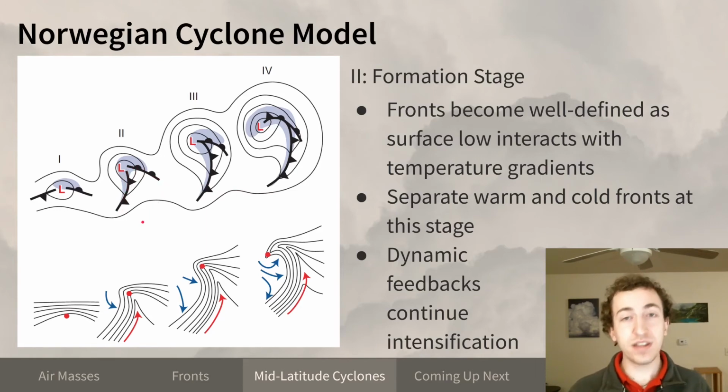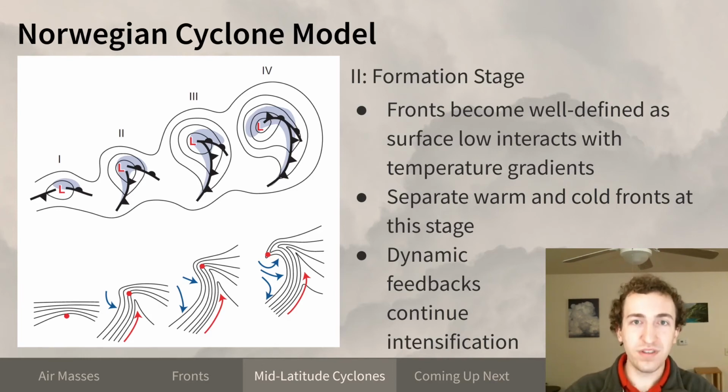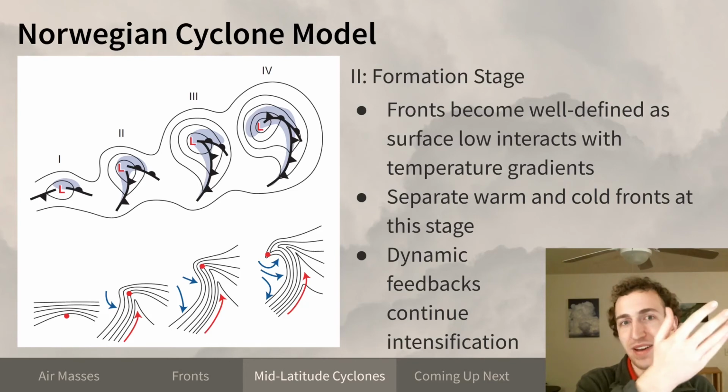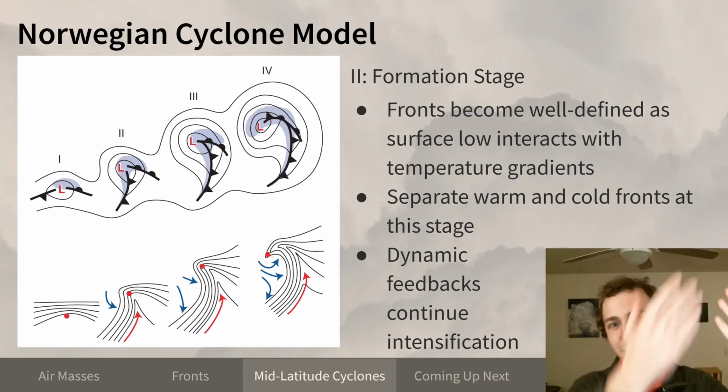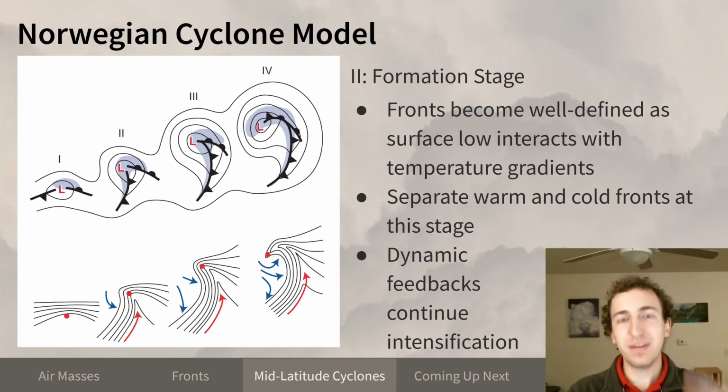And this is where a lot of dynamic feedbacks come in. You can take a more upper level meteorology course to talk about the physical details, but there are a lot of feedbacks so that the lower level affects the upper levels, and the upper level impacts the lower level. It's a positive feedback cycle that continues to cause the system to strengthen.